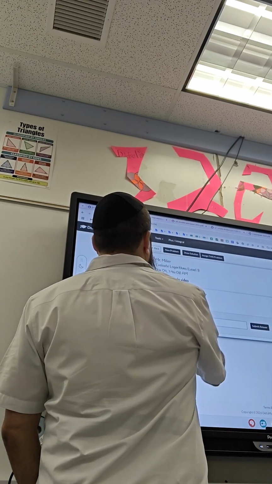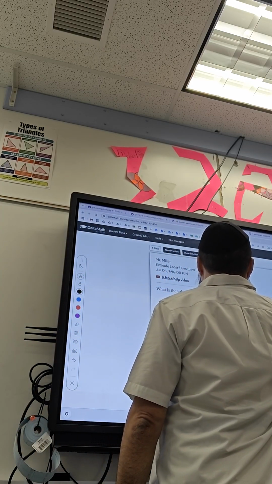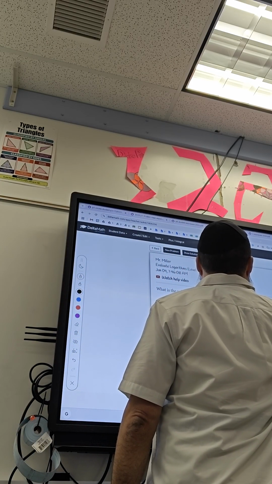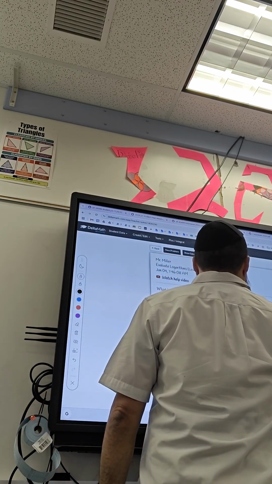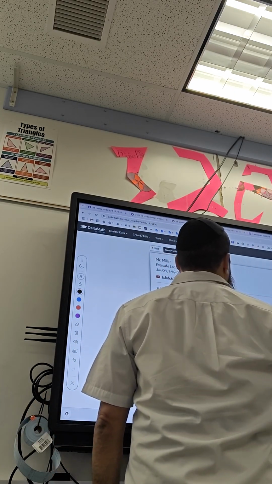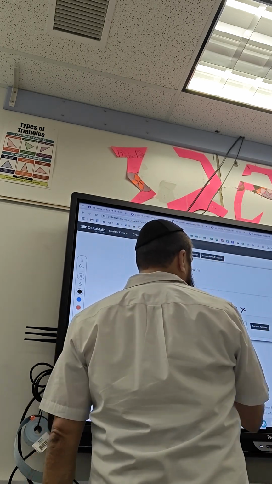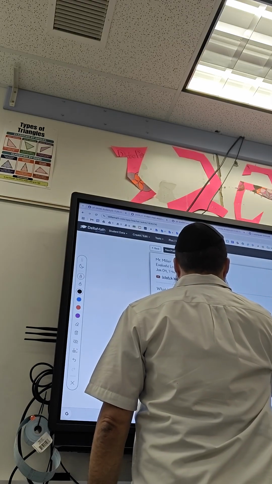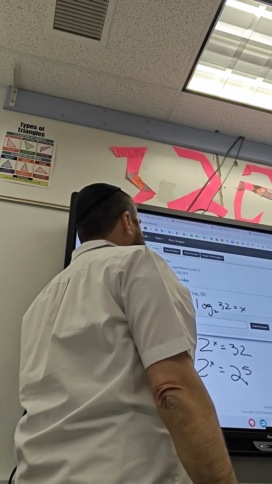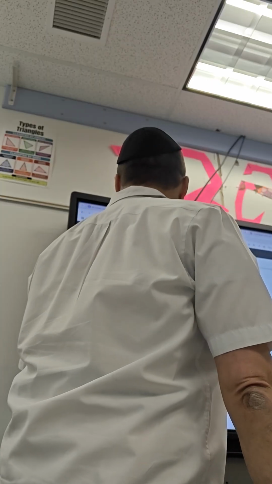So the best way to do this is just go. Remember this. The deal is that you're going log base 2 of 32 equals x, right? So you're saying really 2 to the x equals 32. So if you rewrite 32 as a power of 2, it's just 5. So x equals 5. So that's it. So your answer is just 5, because 2 to the 5th equals 32. That's that one.